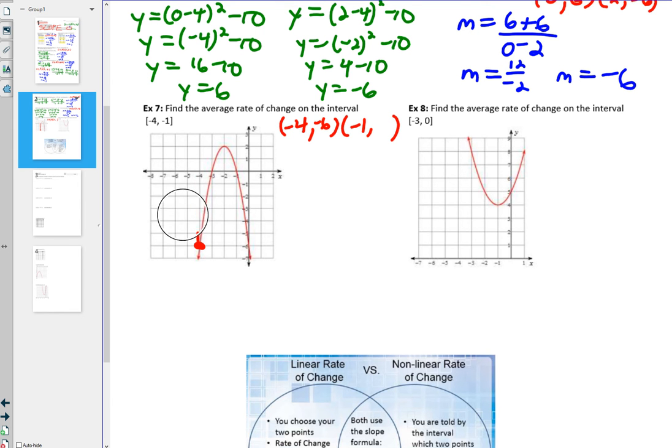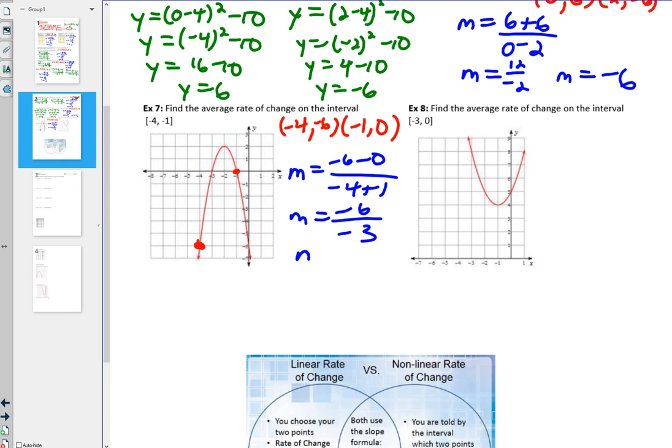What is the y value when x is -1? It's 0. -1 comma 0. So -6 minus 0 over -4 plus 1 is -6 over -3, which is 2.